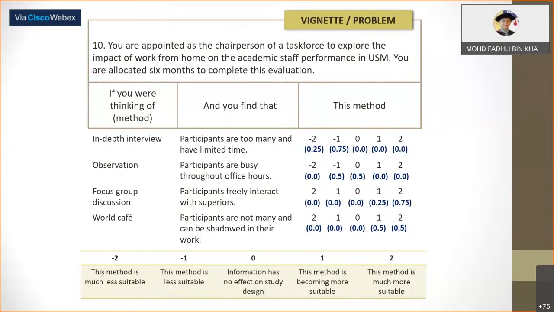Kalau kita tengok kat method tu, if you were thinking of method, in-depth interview, observation, focus group discussion, world cafe, kalau kita tengok secara horizontal, setiap satu in-depth interview for example tu satu row tu, kalau kita jumlahkan markah dia, 0.25 campur 0.75 is 1. Tak. Dia consider bila total mark, the maximum mark yang student boleh dapat. Maksimum dia 0.75 je.